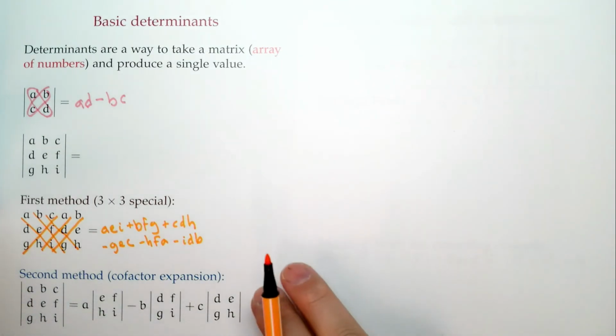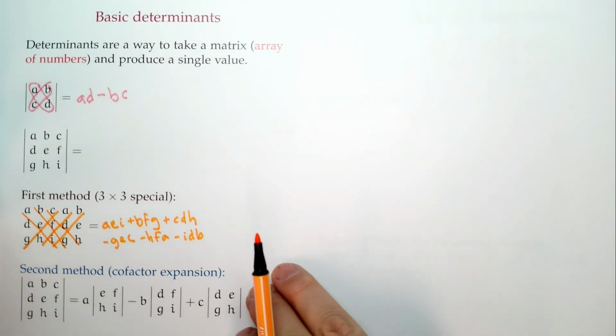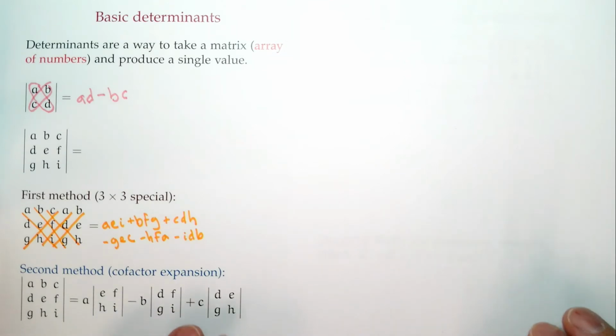But there's a second way to do the determinant, and this is a nice method which works for any size matrix. It's called cofactor expansion. The idea is the following. I'll pick a row or column. It's almost always going to be the first row. So here we go: A, B, C. Now we work our way across. We start with the first entry, A.